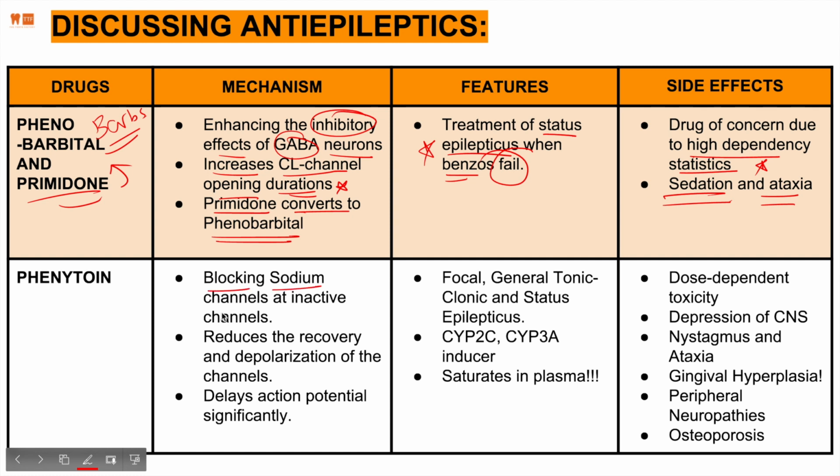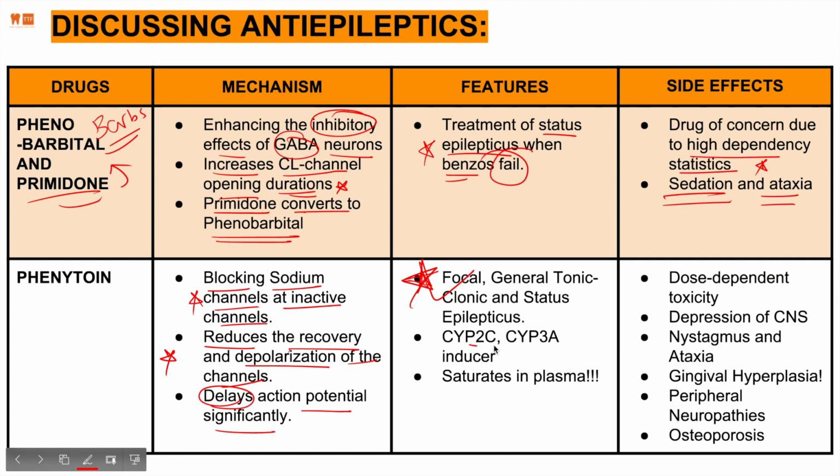It blocks sodium channels at inactive channels. So whenever sodium is inactive, it goes and blocks them. Therefore, it reduces the recovery as well as depolarization of the channels. So it locks the closed doors. So when somebody tries to open them, there's a delay in the action potential. So it can be used to treat, of course, clonic, tonic-clonic, and focal, as well as status epilepticus. How cool is that? This is one of the other good drugs that treats all large issues in epilepsy.